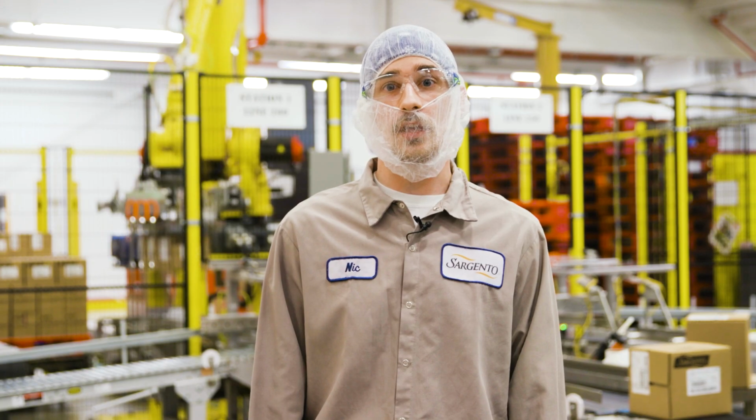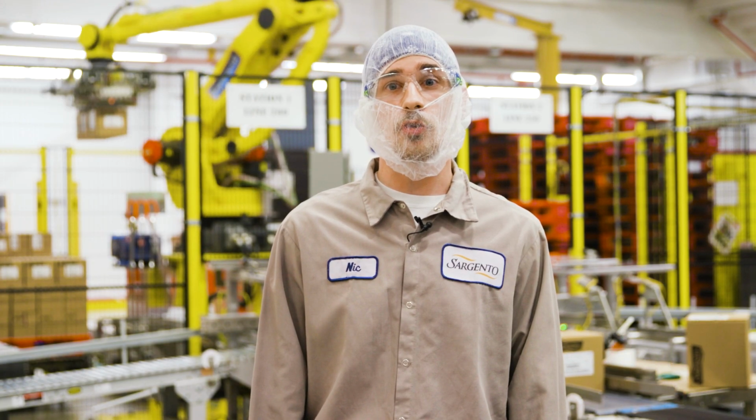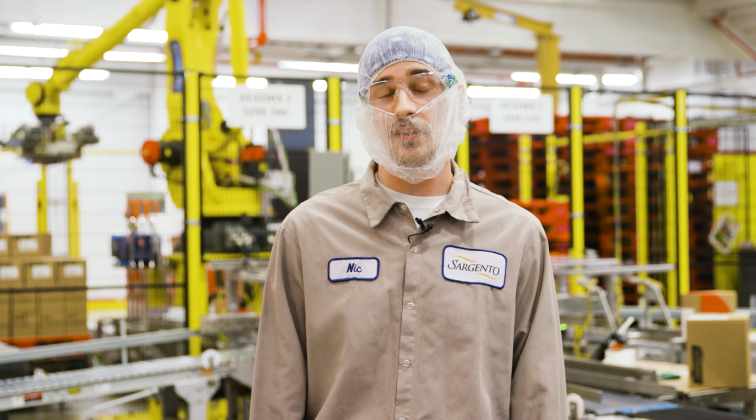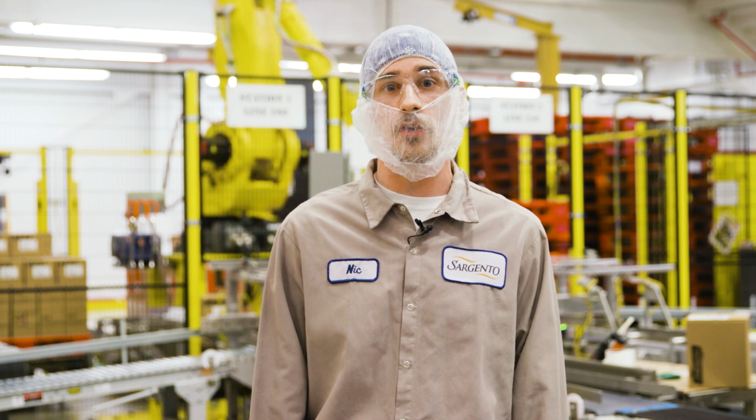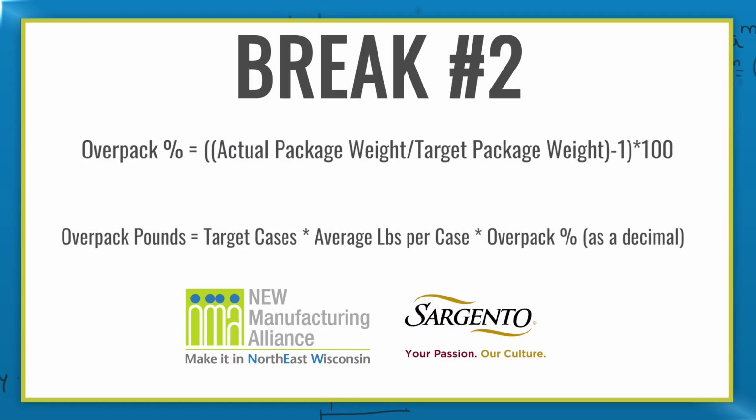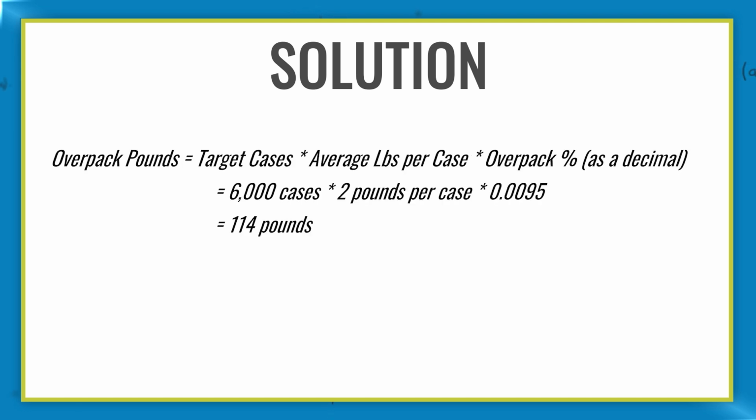The average case weighs 2 pounds. If the production order was set to produce 6,000 cases, how many pounds of overpack would occur if the line continued to produce at the current overpack rate? As the calculation shows, we would anticipate about 114 pounds of overpack for the entire order.